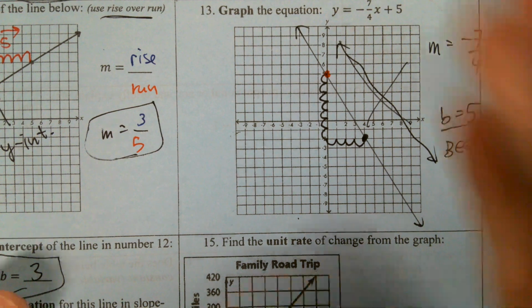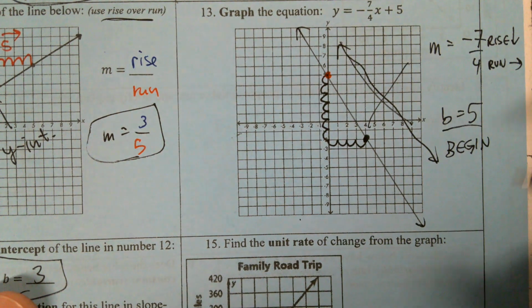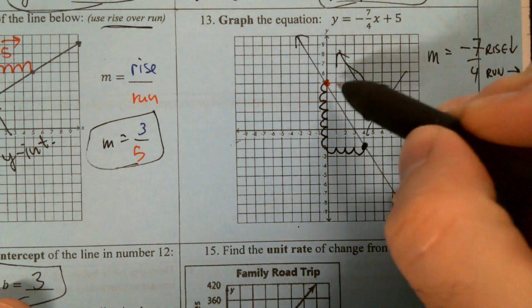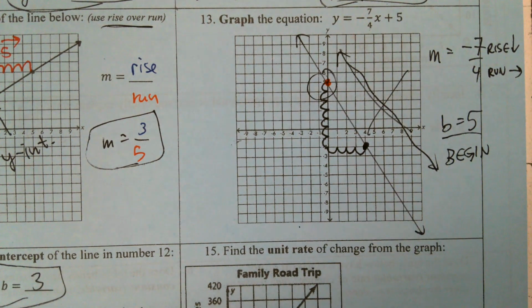That's our line. From left to right, we see we're going downhill. That's perfect because our slope was negative. And we intercept the y-axis right there at positive 5.